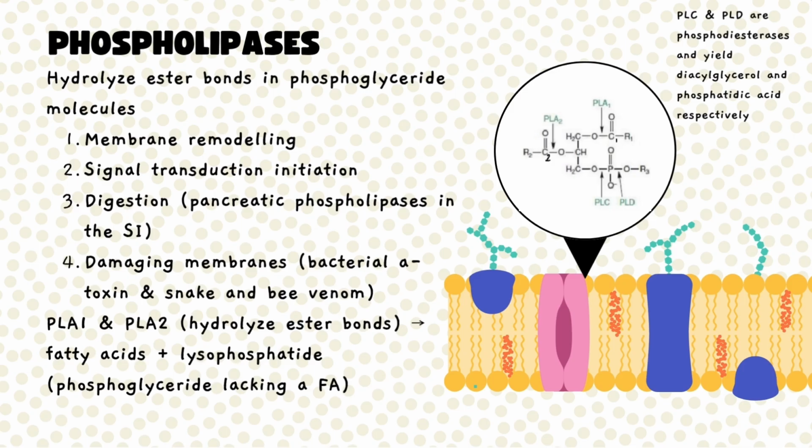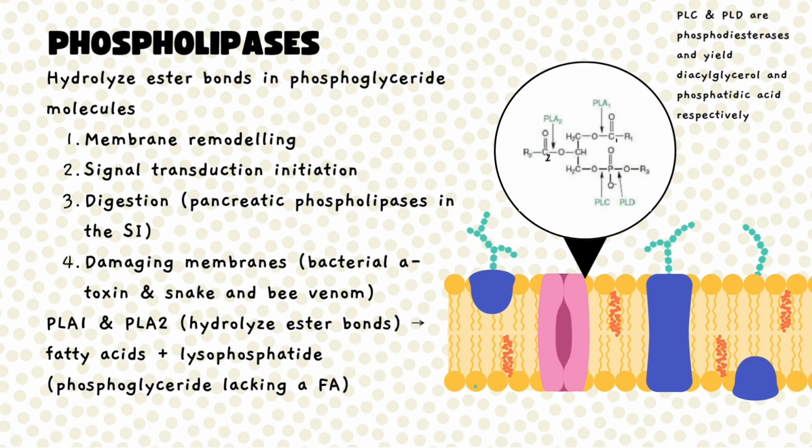Okay. And we have two phospholipases, phospholipase 1 and phospholipase 2. They hydrolyze the ester bonds, as you can see in the circle. And the products of phospholipase 1 and 2 are fatty acids and lysophosphatide. A lysophosphatide is just a phosphoglyceride which is lacking a fatty acid. So phospholipase 1 and phospholipase 2 have a similar function, it's just they target different ester bonds.